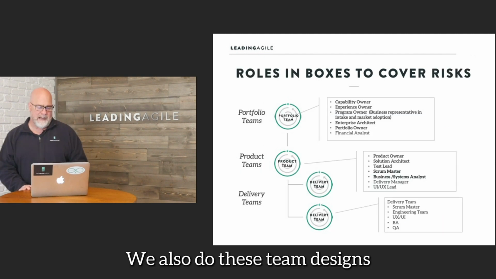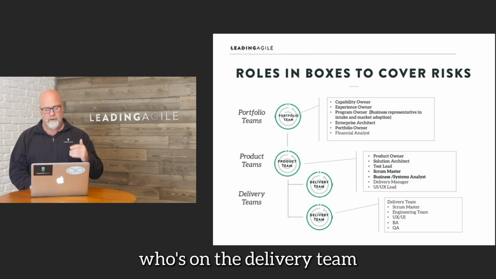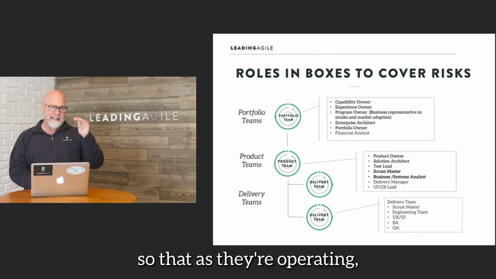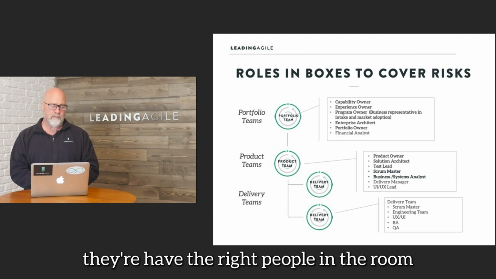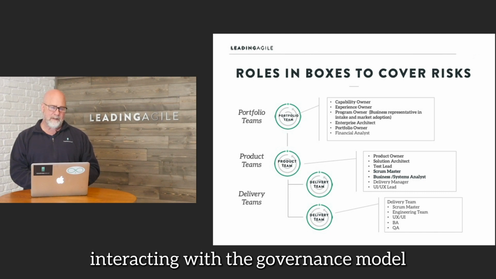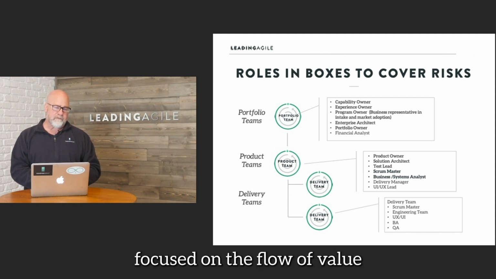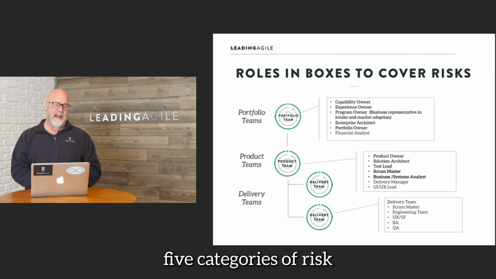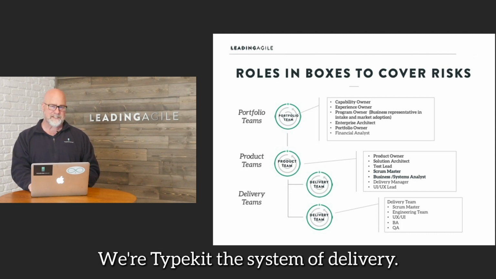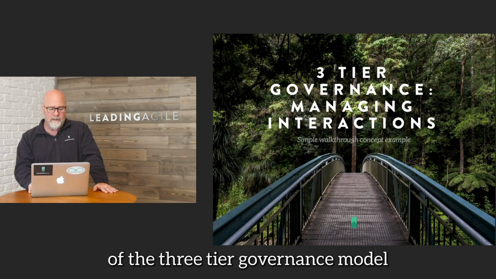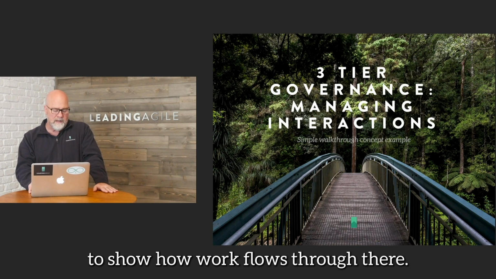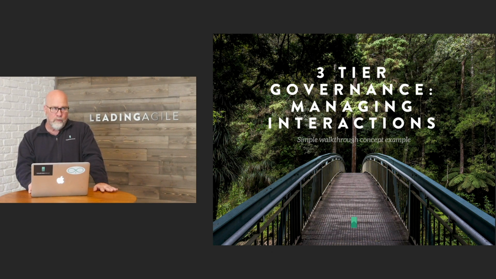We also do these team designs, who's on the portfolio team, who's on the product team, who's on the delivery team, so that as they're operating, as the work flows through their tier in the governance model, they have the right people in the room to have the right conversation. So the team design, interacting with the governance model, focused on the flow of value and managing those 5 categories of risk are what our governance model and our team design does. When we're talking about the system of delivery, that's what we're driving towards. I'm going to do a simple walkthrough of the 3-tier governance model to show how work flows through there. And then I'm going to break down a little bit more detail where each of these 5 categories of risk are handled.